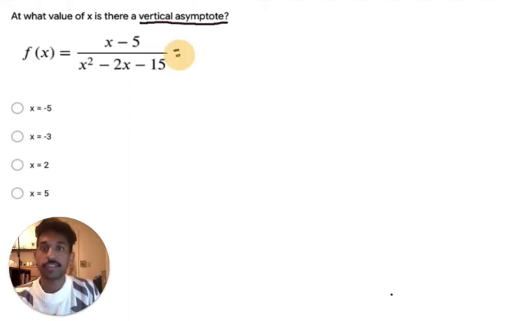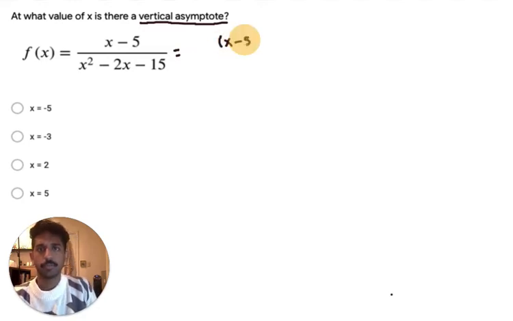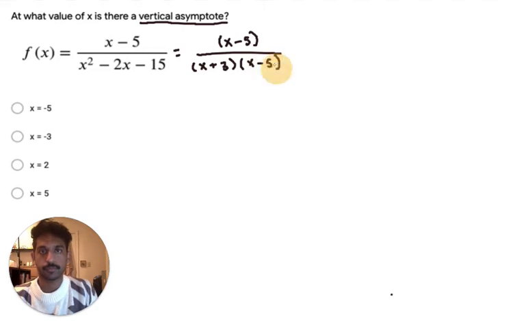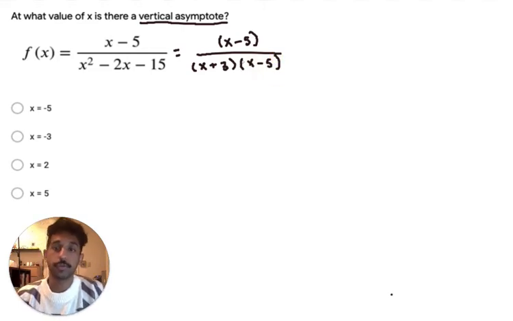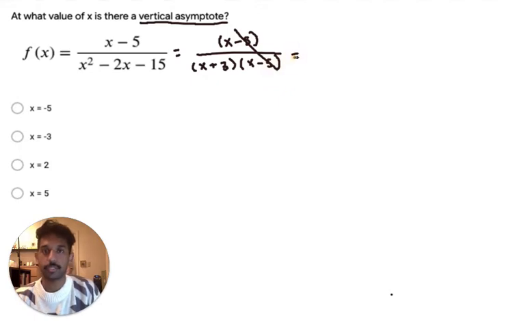In order to find the vertical asymptote, we have to factor just like we did before. Luckily, this is the same function. And so I'm just going to rewrite that x minus 5 on the top again. And here we factored this as x plus 3, x minus 5. Here I see that in both the numerator and the denominator, I see x minus 5, and that's how we know that we have a removable discontinuity.